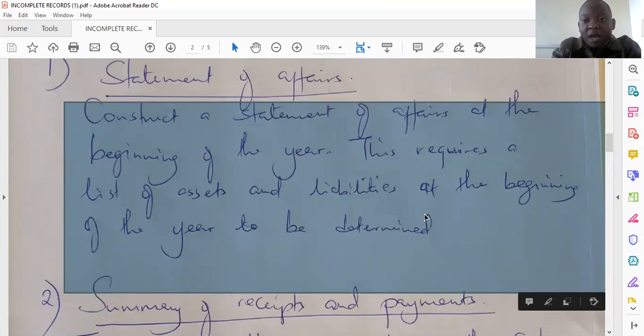A list of assets and liabilities at the beginning of the accounting period, which we can also equate to a balance sheet at the beginning of the period. The first step to reconstruct records from single entry into double entry system is to construct a statement of affairs, which is basically a list of assets and liabilities at the beginning of a particular period, which can also be equated to a balance sheet as at the first day of the accounting period.